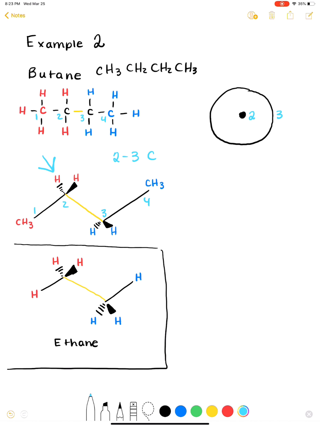I've drawn out ethane here once more to show how similar its structure is to that of butane. Other than this hydrogen being replaced with this methyl group, similar to this hydrogen and this methyl group, nothing has changed, and the Newman projections will remain very similar to one another.